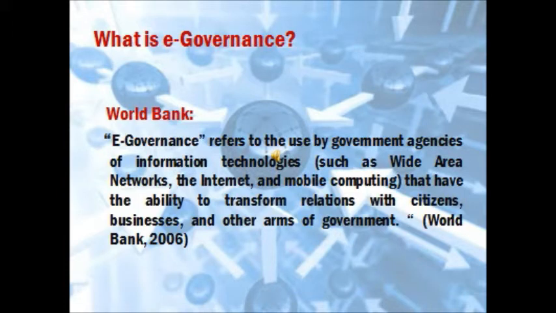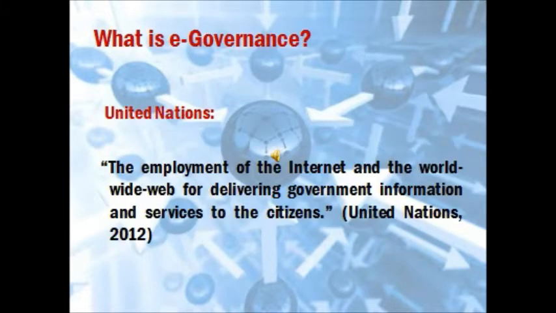What is e-governance? E-governance has been defined by many organizations, such as the World Bank, which says that e-governance refers to the use by government agencies of information technologies such as wide area networks, the internet, and mobile computing that have the ability to transform relations with the citizens, businesses, and the other arms of government. The United Nations also defined e-governance as the employment of the Internet and the World Wide Web for delivering government information and services to the citizens.